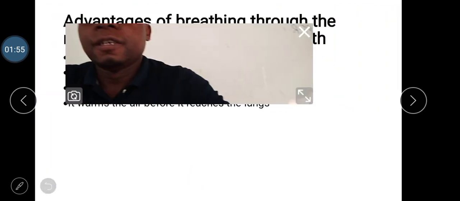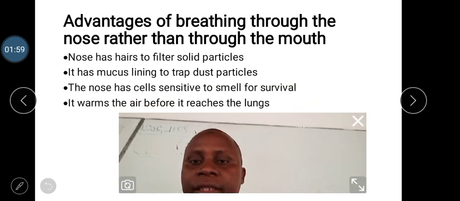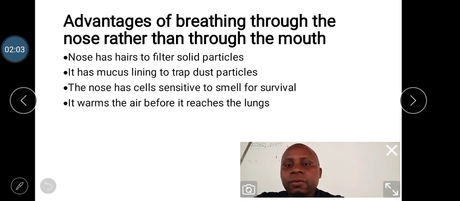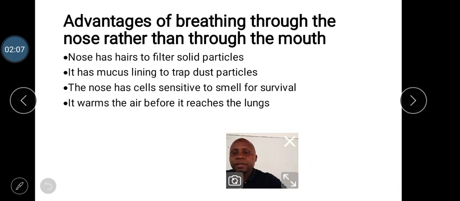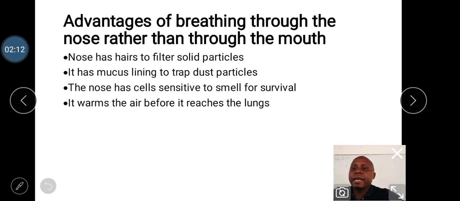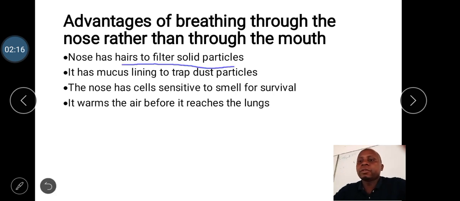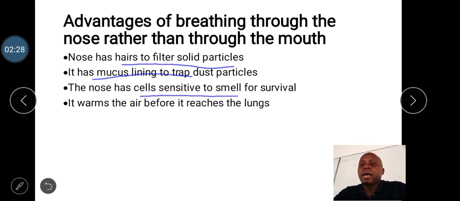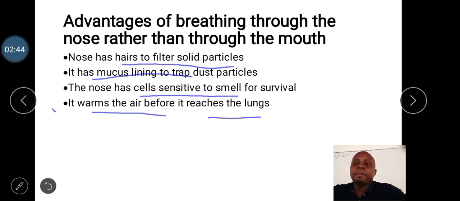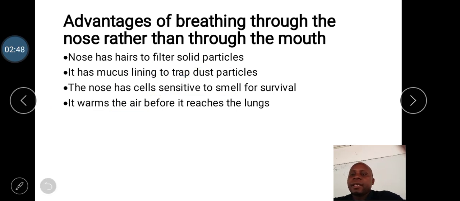Okay? Now, so we have said here that we are advised to breathe through the nose because of the following reasons. One, the nose has got hair. The hair filters any solid particles. It has got mucus lining which trap dust particles. The hair has also sensitive cells to smell for survival. And the nose warms the air before it reaches the lungs. So these are some of the reasons why it is advised for you to breathe through the nose rather than the mouth. Okay? Good. Now, in our business today, we want to talk about lung volumes.